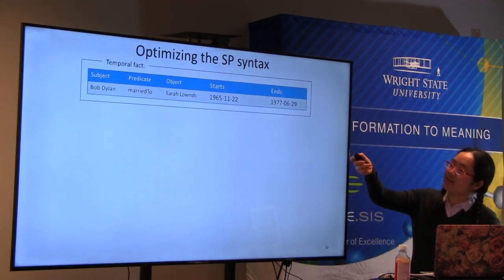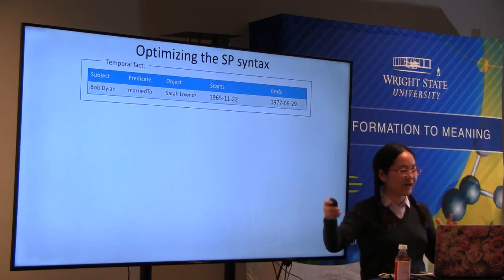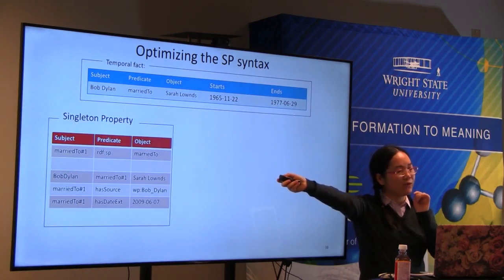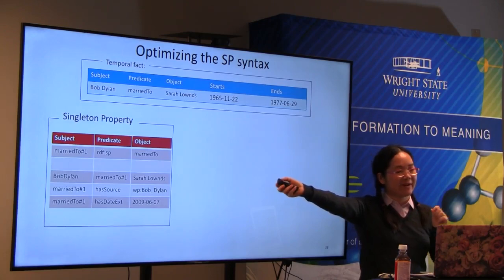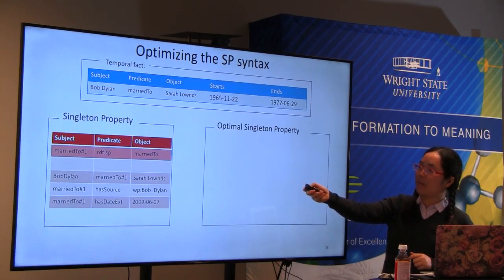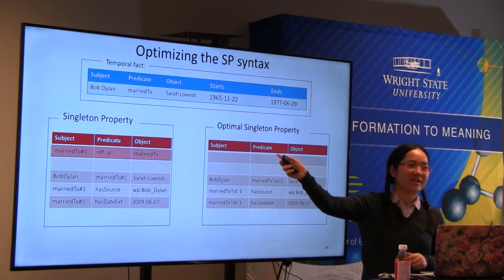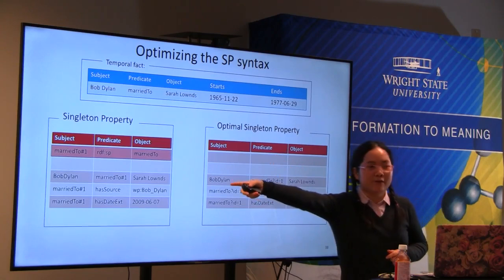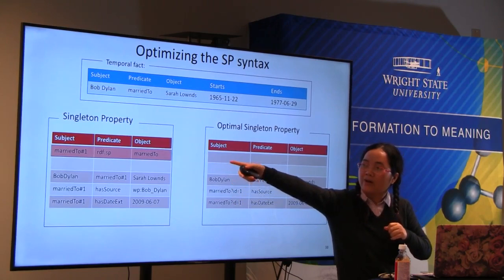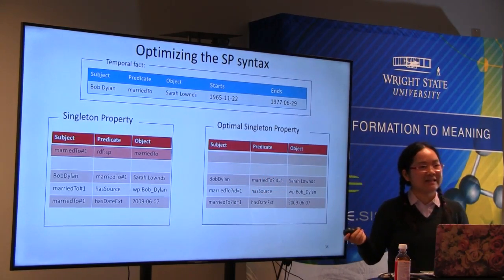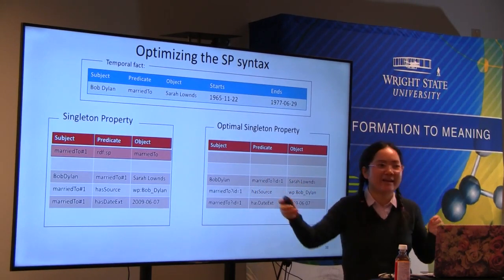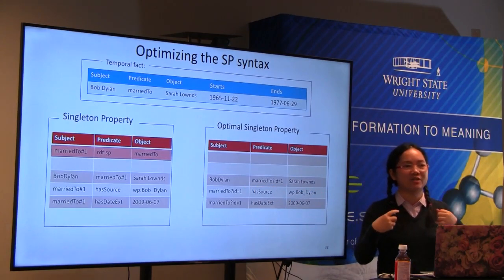So if we look at this temporal fact, we have subject, predicate, and object, and the start and the end of that, and this is our full representation of the singleton property. We have the married-to-one as a single property of married-to, and for the optimal singleton property, we don't have it anymore. For the full representation, the extra triple, I observe that it is more the syntax of it. It doesn't add any meaningful knowledge to the data consumer.